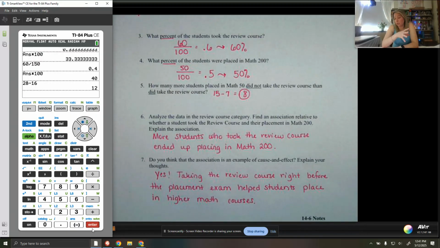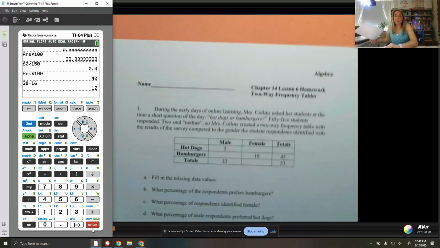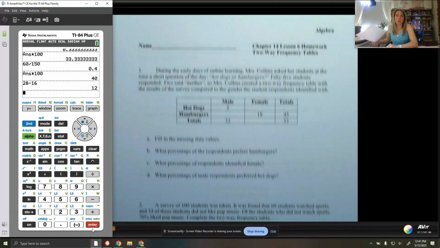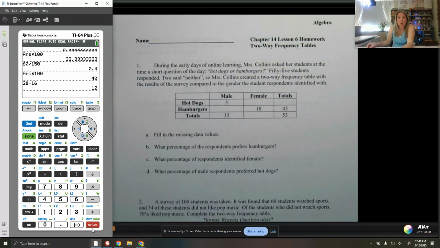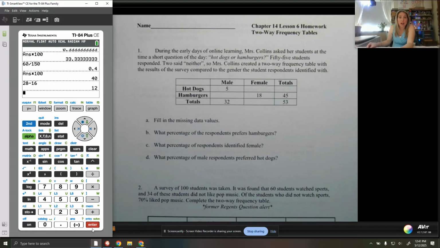Now, one last thing I'd like to go over, and even though it is part of the homework, so the 14-6 homework, if you want to look at that, sometimes we are asked to fill in a table based on some information that we've been given. So these first two questions in the homework are actually asking us to finish filling in tables that were just started.